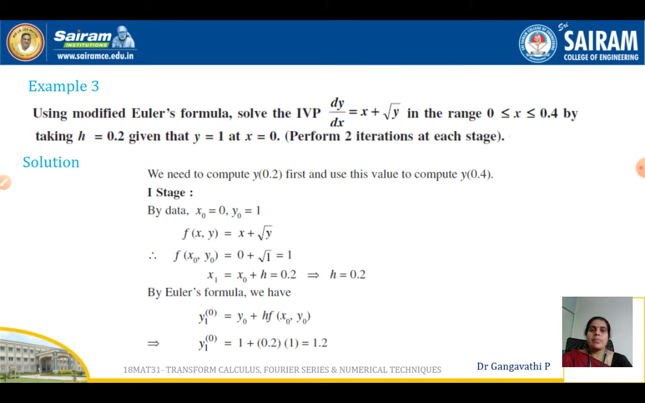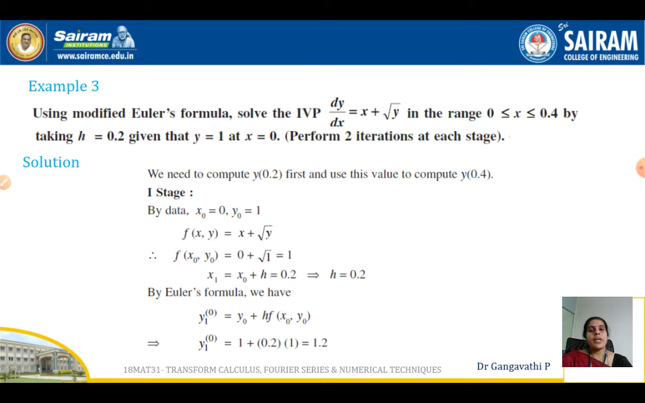Two examples were discussed in the last sessions, and the third example let us see now. The problem statement is: use modified Euler's formula to solve the initial value problem dy by dx is equal to x plus root y in the range 0 less than or equal to x less than or equal to 0.4 by taking h is equal to 0.2, given that y is equal to 1 at x is equal to 0. And it is specified clearly in the problem that we perform 2 iterations at each stage. So you need to understand the questions properly.